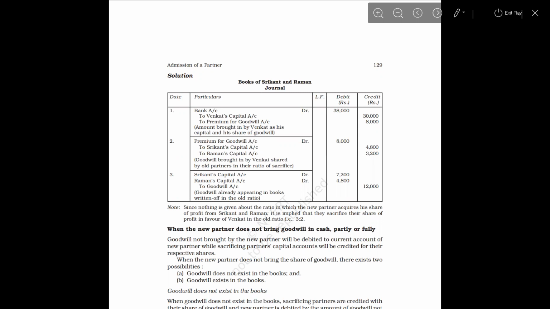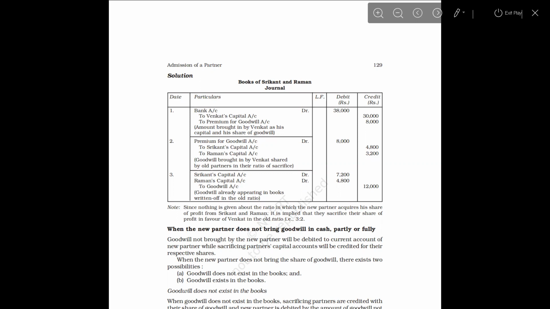This 8,000 we have to calculate from 24,000. Listen, 24,000 into 1 by 3. This 1 by 3 belongs to the new partner, his new share. So Venkat's new share is 1/3 profit ratio. So 24,000 into 1 by 3, you will get 8,000. This 8,000 belongs to Venkat's goodwill amount.